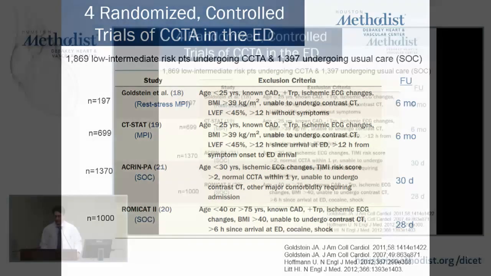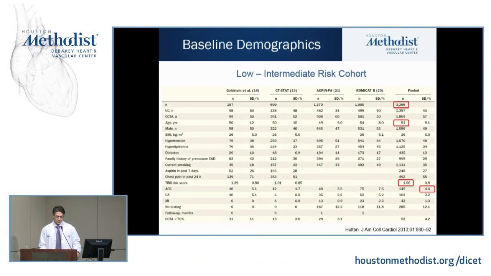Again, looking for MACE. And again, just to show you who this patient population is, you'll see in the ED setting, it's usually the low to intermediate risk patients. Remember, high-risk patients, people with positive troponins, positive EKGs, they're headed to the cath lab anyways. So these are usually patients, again, who have normal EKGs, normal enzymes. They tend to have a low to intermediate TIMI risk score, tend to be generally younger.